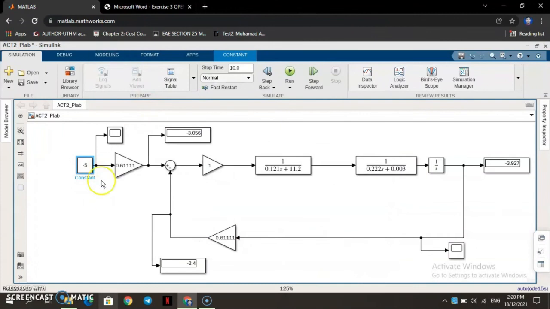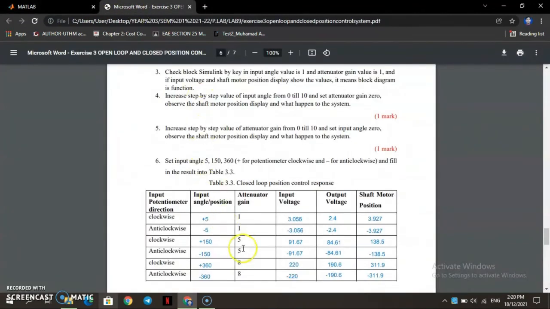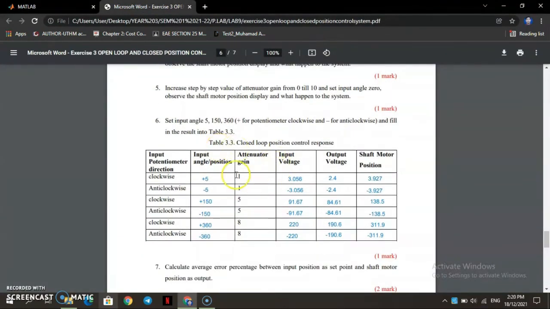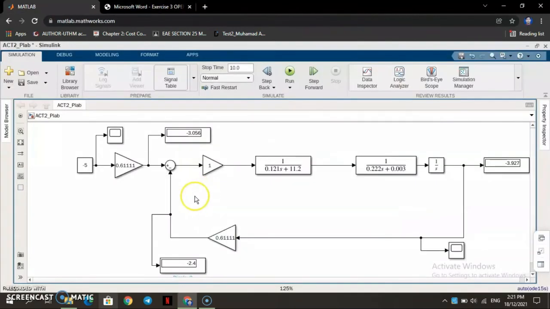So for the next step, we need to change the value of attenuator gain from 1 to 5 for the input angle of 150 for clockwise and anti-clockwise. Then we just need to repeat the same step, run the simulation and record these three values into table 3.3 for the respective input angle, which is 150 for clockwise and anti-clockwise, and 360 for clockwise and anti-clockwise, where the attenuator gain is 8. So that's all for activity number 2.